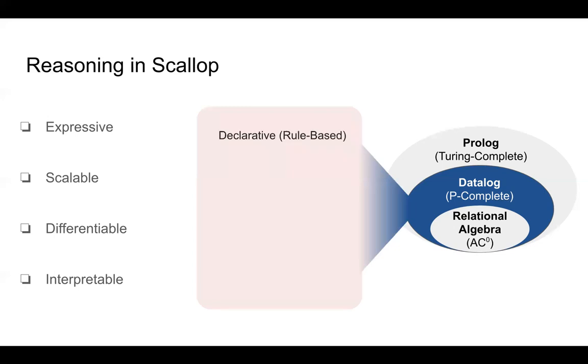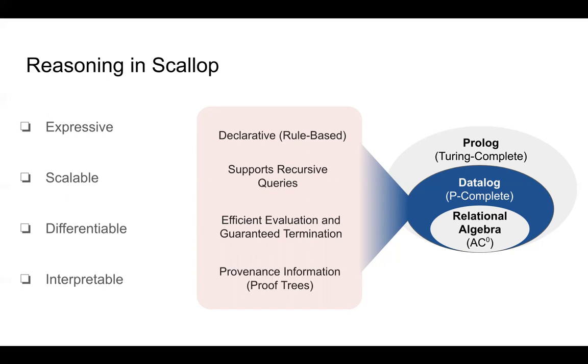Now, what are some of the interesting properties of Datalog? First, it is truly declarative, so it is rule-based, and I'll talk about what benefits we get from that shortly. As I mentioned, it is quite expressive. You can even write recursive queries. Third, it is efficient to evaluate, and it guarantees termination. This has implications, for example, on being differentiable, since in Prolog you can create programs that don't terminate. You don't actually even know the loss until the program has terminated, and so that poses problems for differentiability. And lastly, in Datalog, you can also get proof trees of provenance information, which serves as explanations if you want them.